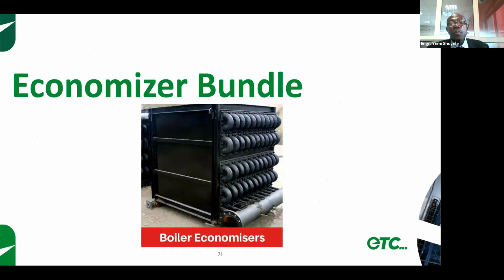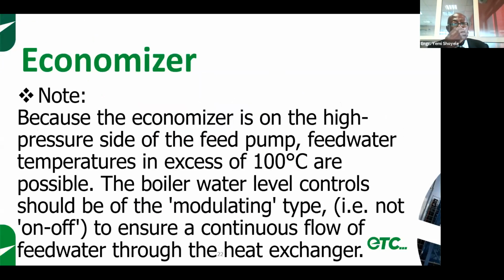Now, this is a typical economizer bundle. This is exactly what they look like when you see them on boilers. Just a bunch of tubes mounted on the passage of the exhaust flue gas. Now, one of the things you need to note about the economizer, again, is that one of the advantages is that because it's on the high pressure side of the feed pump, you can always get water temperatures in excess of 100 degrees C.